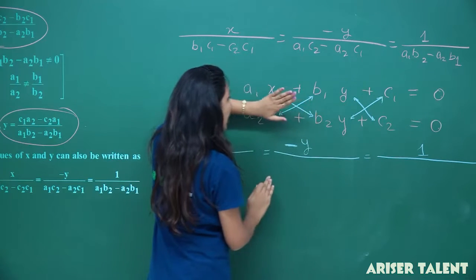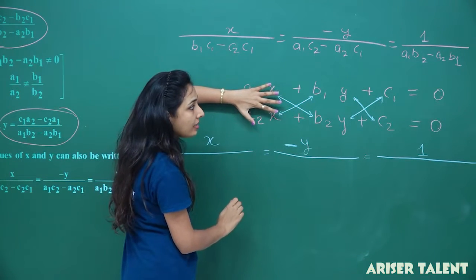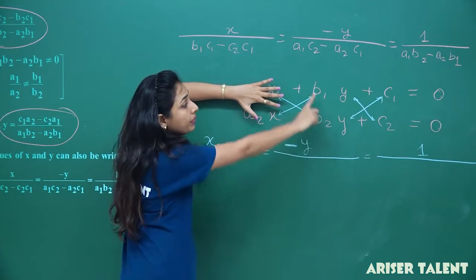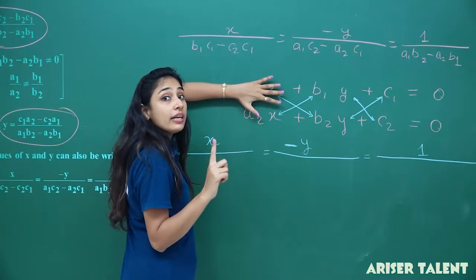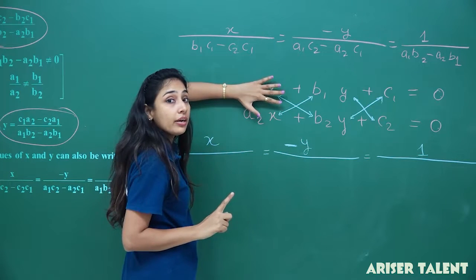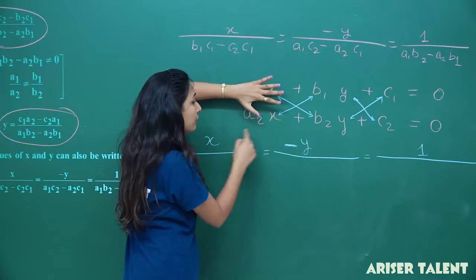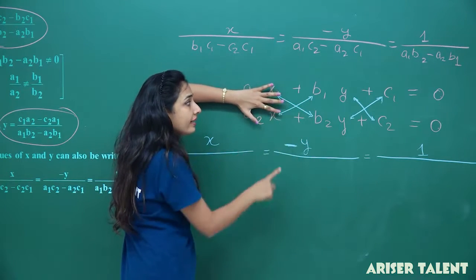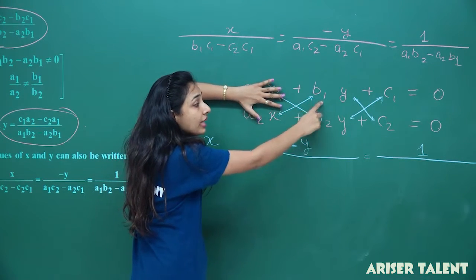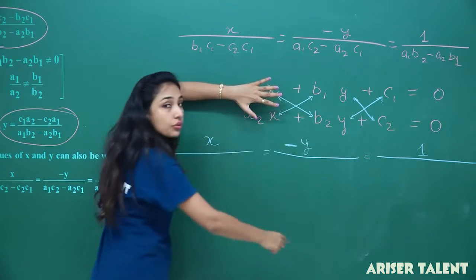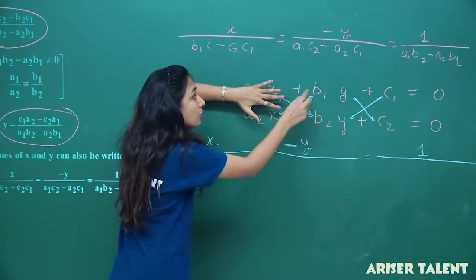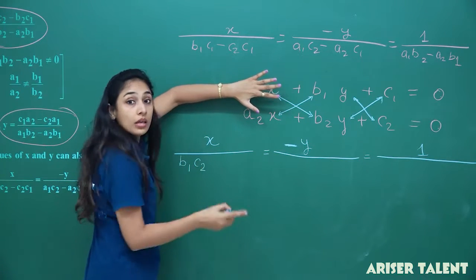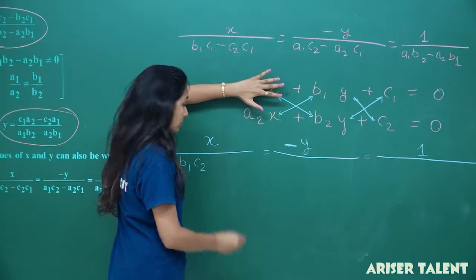Now what will I do? I will hide this, and look only at B1 and C2. Don't look at x and y at all. You have done that work by writing them there: this is x, this is y, this is 1. Now hide this x, and this is B1 and this is C2. So first go this way and then this way. So B1 and C2. Now put the minus sign on it.